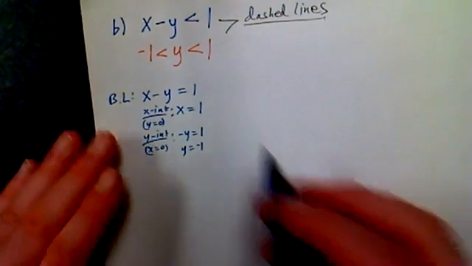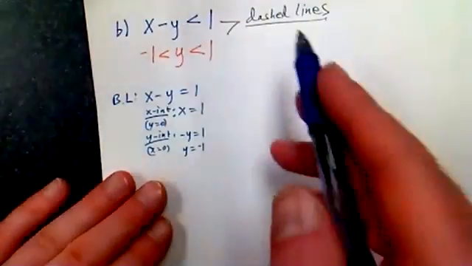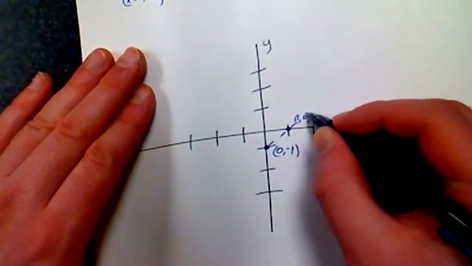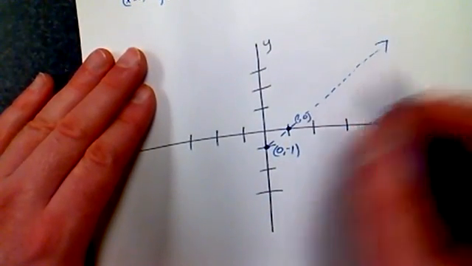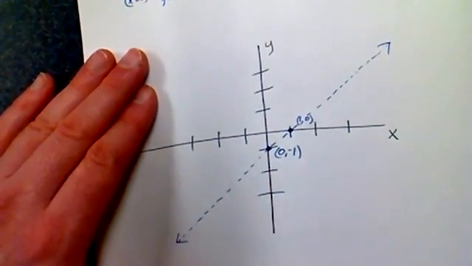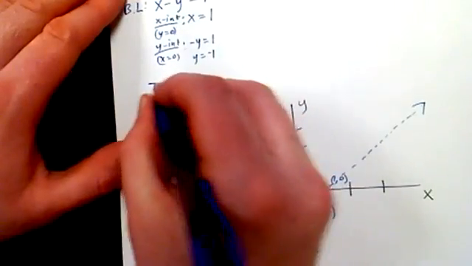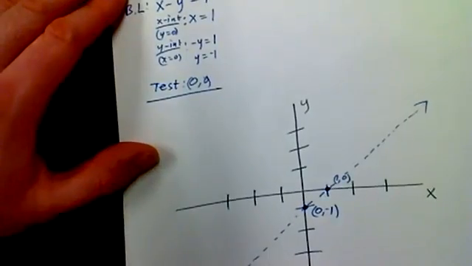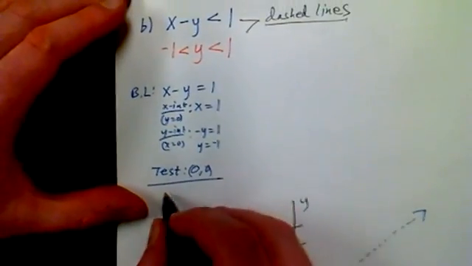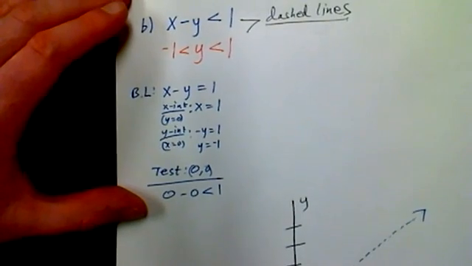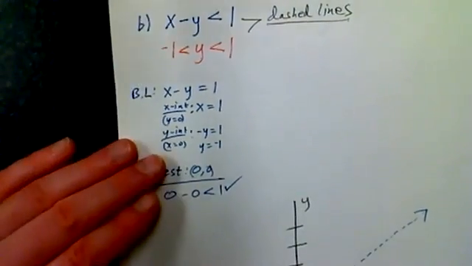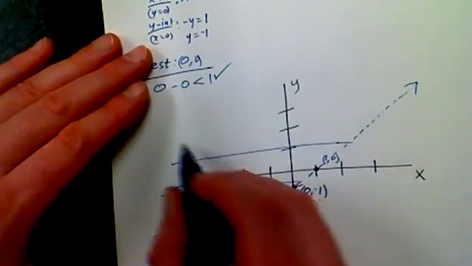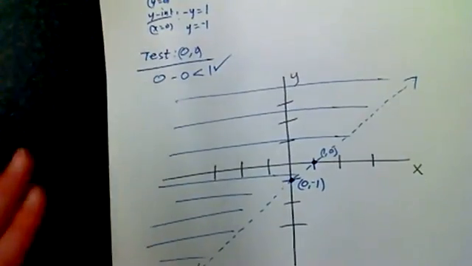So I know this is linear. I know I'm not including the line, so I'm going to use my dashed line. I'm going to go ahead and go just like this as a dashed line. Let's pick a test point. I'll test the easy one of 0, 0. That would say that 0 minus 0 is less than 1, which is true. So I'll go ahead and do my shading down here. So there's one of my inequalities.